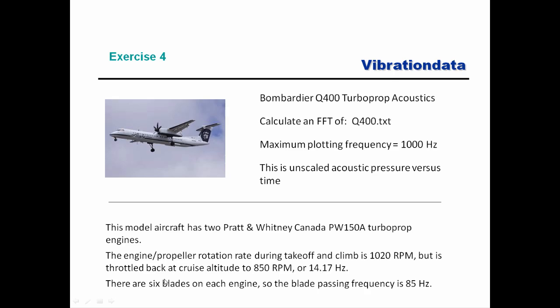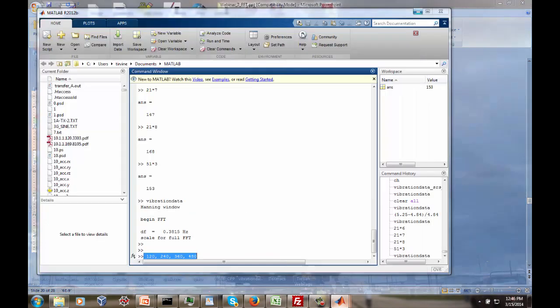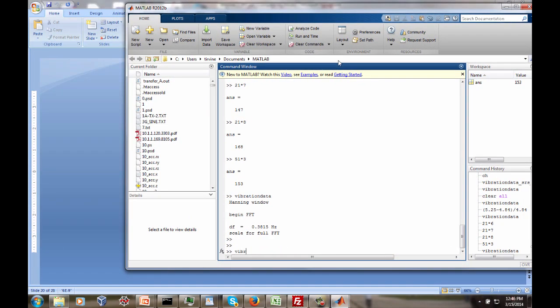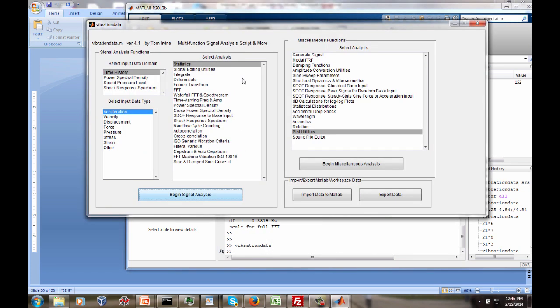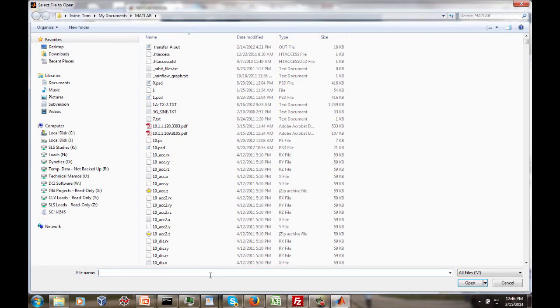Well, there's 6 blades, so we're actually going to pick up the audio signals at times 6 multiples, so our blade passing frequency, this turboprop, at its cruise altitude is 85 hertz. So let's see if we can take a look at some data here. I'm going to type in the word vibration data here, and we'll just go ahead and take the FFT directly. So it's going to be an ASCII file. It's going to be called q400.txt.